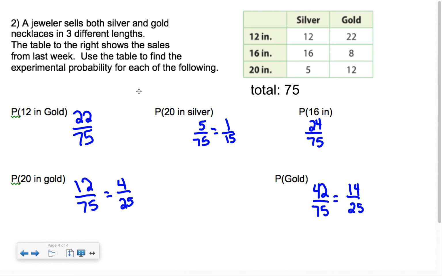So this is experimental because we're not going on theory, we're going on what actually happened. These are the necklaces that were sold. Before we were looking at the different outcomes that actually happened. So compound probability, there's 2 or more events. We can look at tables like this, and then we can figure out the probability. Always comparing how many times it happened to the total number of trials or total number of outcomes that happened.